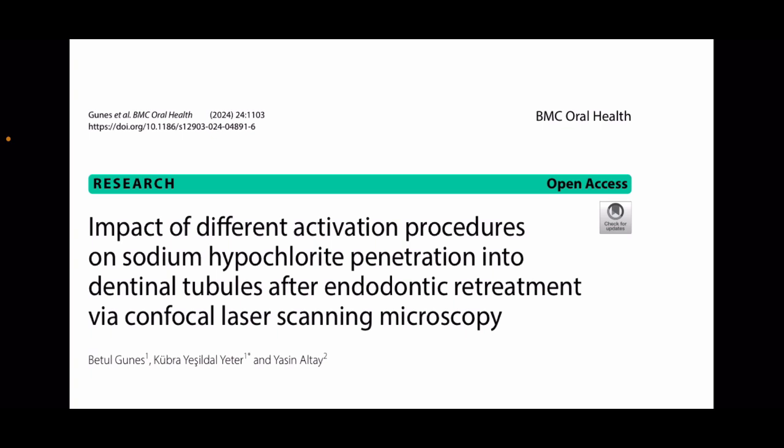So, the infected dentinal tubules are a possible source of bacteria that are responsible for the failure of root canal treatment. Therefore, disinfection of dentinal tubules by increasing the penetration of the irrigation solution is important for success in retreatment cases.